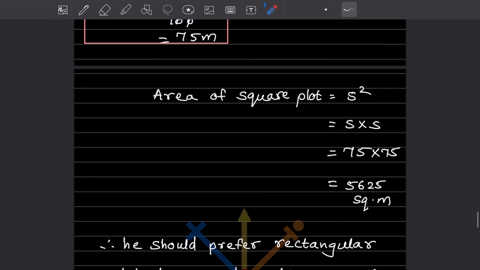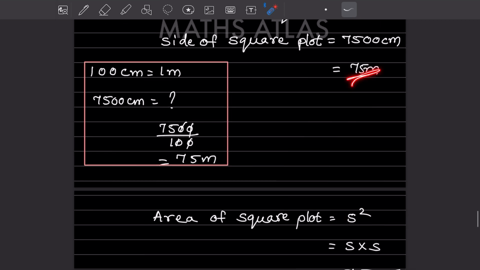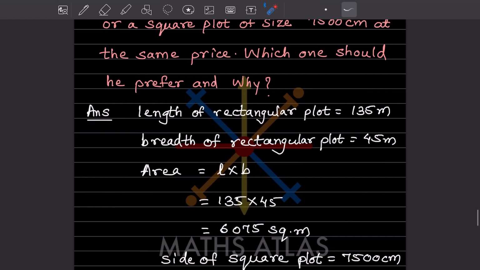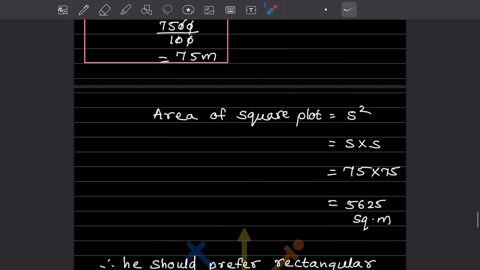So now look here. Area of square plot. Now let us see. Square means side into side, and we got here 75. Side is 75, so when you multiply this, you get 5625 square meter. Now see here, area of square plot we got, and here you got the area of the rectangular plot. You can write it as a rectangular plot. So how much is that? That is 6075, and this is 5625.